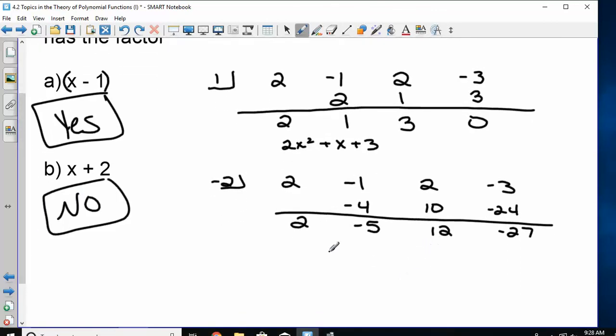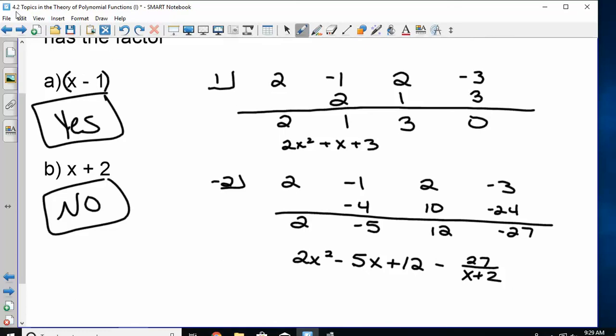I didn't ask for it, but if I wanted the quotient, the answer to my division problem would be 2x squared minus 5x plus 12 minus 27 over x plus 2, if I asked for that. So if you get a remainder, it's not a factor. Okay. Is that all right for everyone?